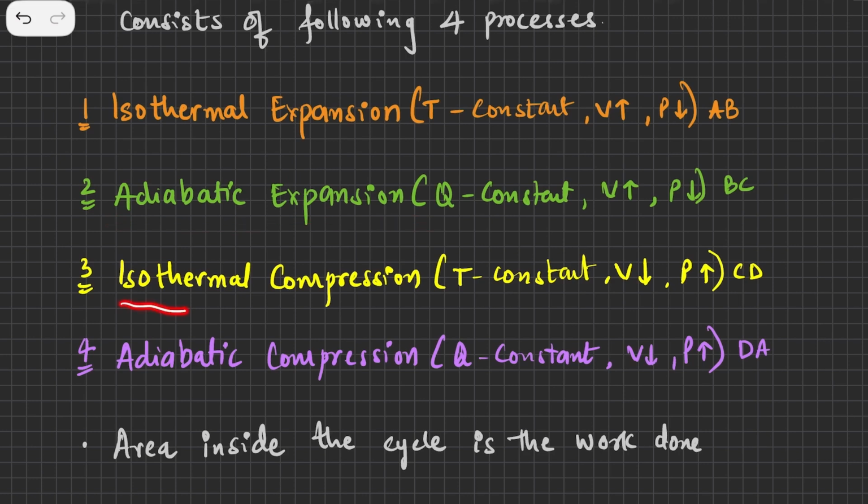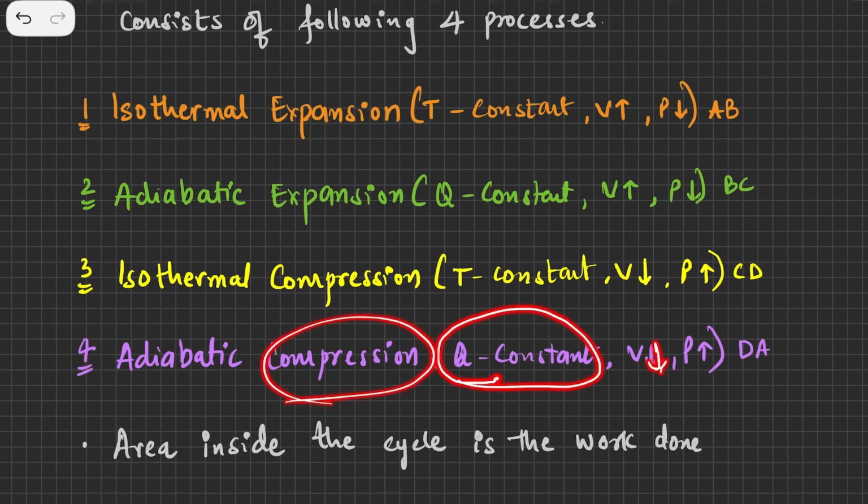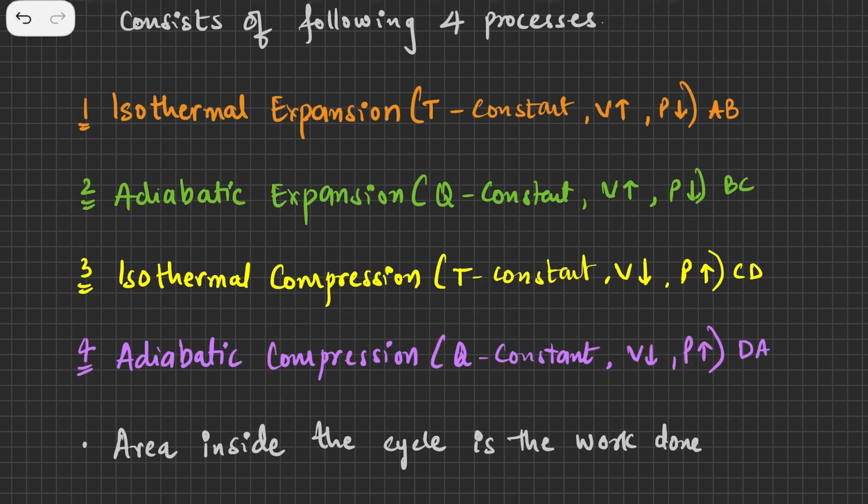And the third process is isothermal, so the temperature will remain constant. It's a compression, means volume is going to decrease. As volume will decrease, the pressure would increase. CD is the portion which represents this process. And adiabatic compression, in adiabatic process heat is constant, and compression means the volume is going to go down and the pressure is going to increase. DA is the portion which represents it.